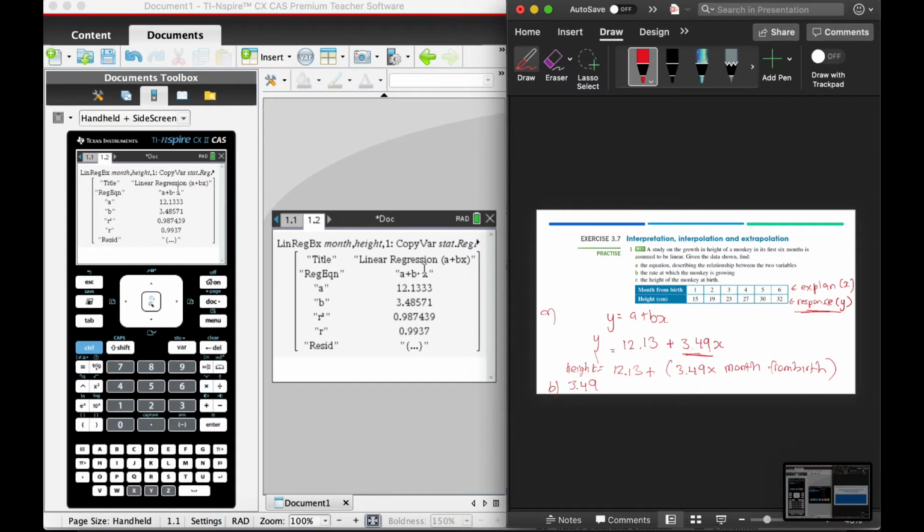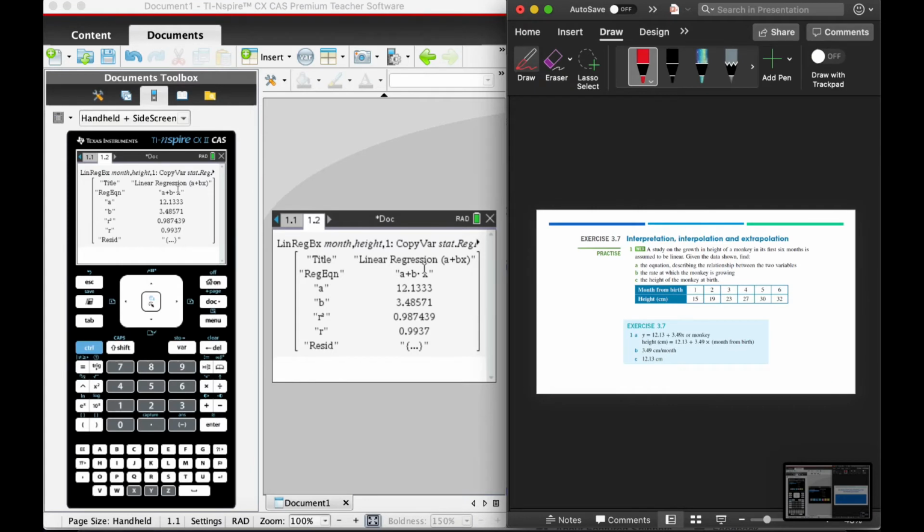And for part C, it's asking you what is the height of the monkey at birth. So therefore, that's asking for the y-intercept, and this value over here is the y-intercept, so C is going to be equal to 12.13. Make sure you do include the units, so height in this case is in centimeters, so it's going to be 12.13 centimeters.